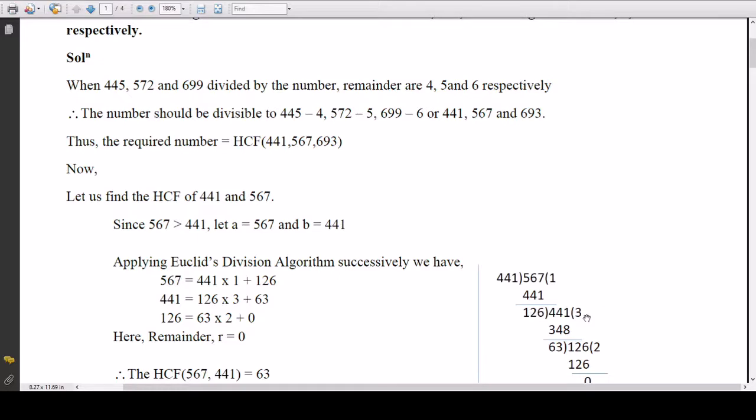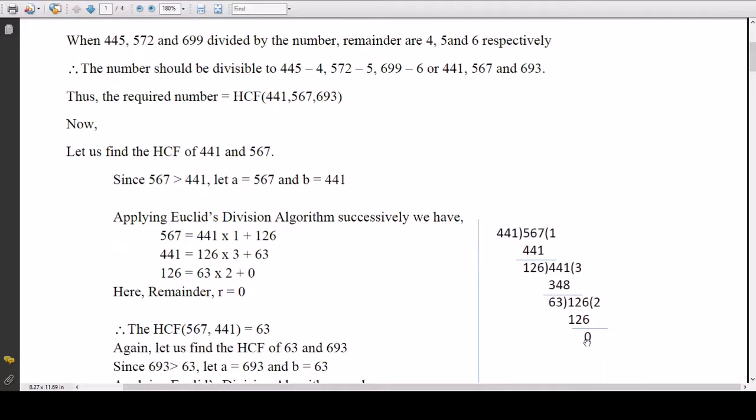Now again, since the remainder is not 0, you have to proceed ahead, dividing 441 by 126. You will go with 3, leaving a remainder of 63. Again, since the remainder is not 0, you proceed ahead, dividing 126 by 63. You'll go with 2, and here we find that the remainder is 0. Hence this last divisor 63 will be the HCF of these two numbers.